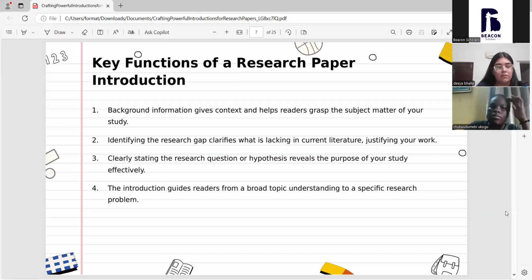Do you get it? Yeah. Any question for these elements or anything?